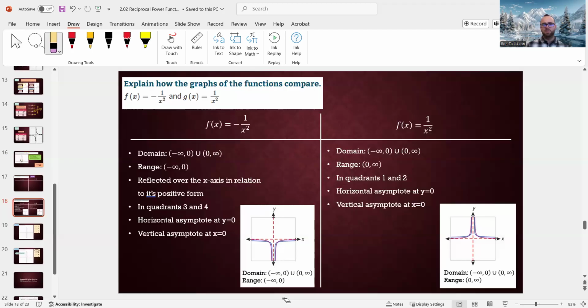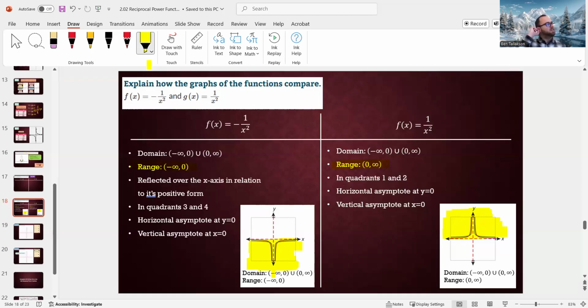What about this one? Domain is the same. Range is different though, so let's highlight that. This range goes from -infinity, it goes down, right? That's why it's going from -infinity up to here. So those are the y values, our range. This range is 0 to positive infinity. So because this is the positive version, those lines go up.